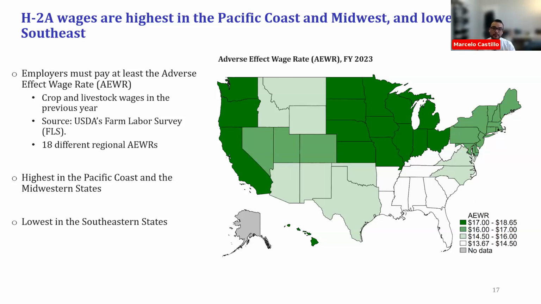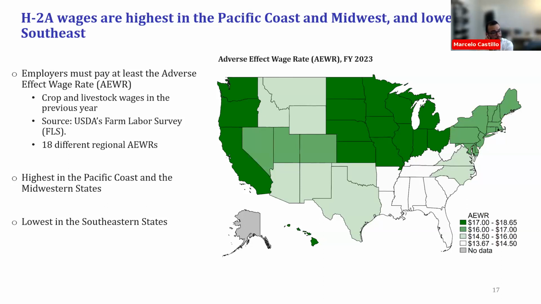FLS data are used to compute AEWRs for 15 multi-state regions and separately for 3 states. The states are California, Florida, and Hawaii. So there are 18 different of these aggregate AEWRs, and all states in the same region have the same rate. Now in this map, we see that AEWRs vary quite a bit across the U.S.